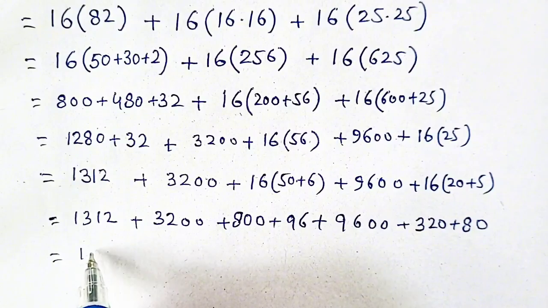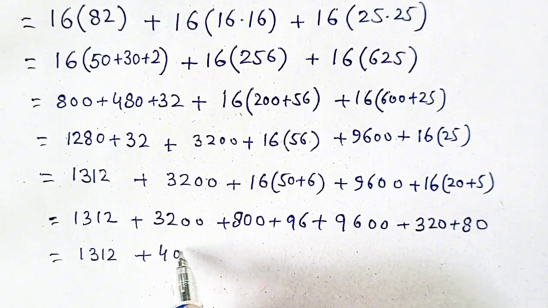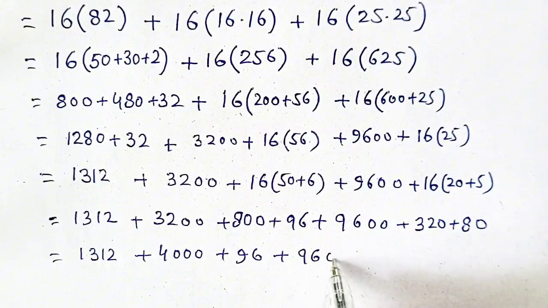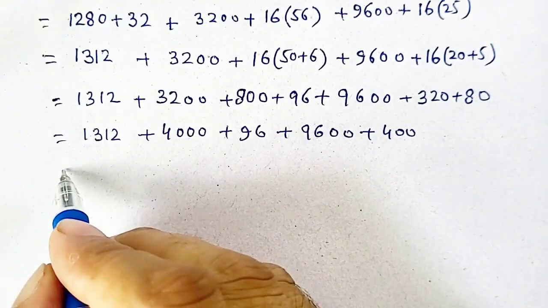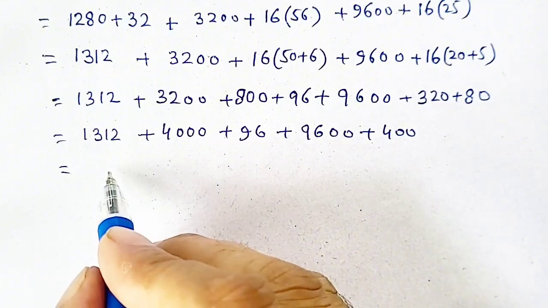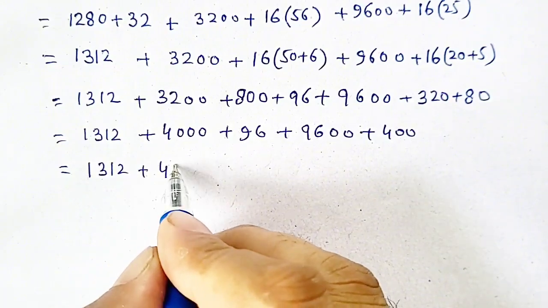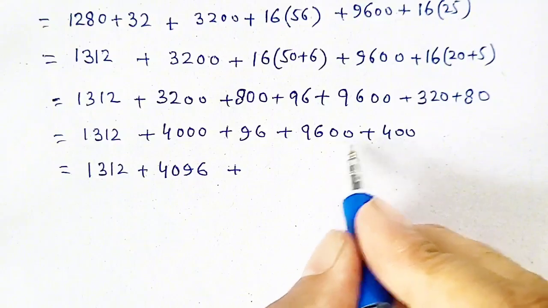Here is the simplification: 800 plus 96 is 896, and 320 plus 80 is 400, so it is 4096 and plus 400. Now 1312 plus 4096 plus 10,000.